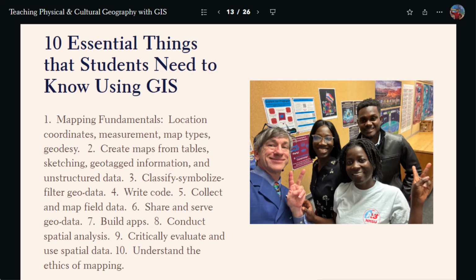Number 7, build apps, story maps, dashboards, instant apps. Number 8, conduct spatial analysis. 9, critically evaluate and use spatial data. Number 10, understand the ethics of mapping.